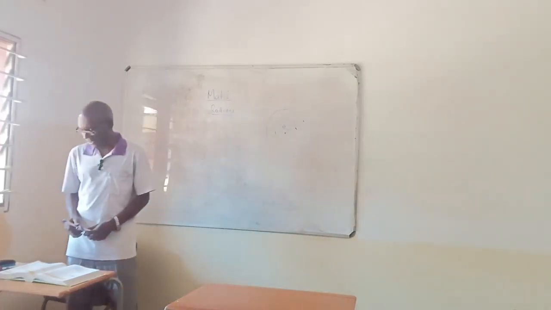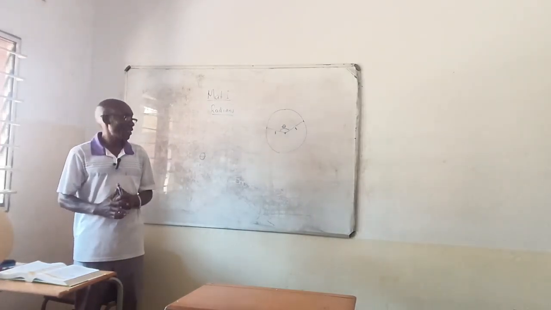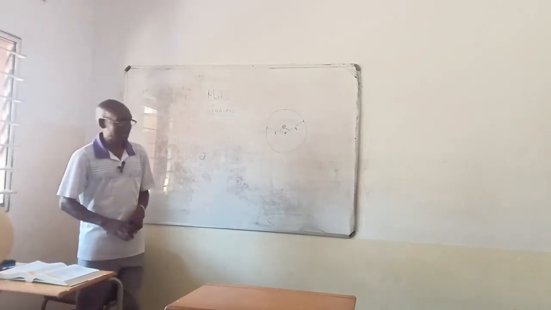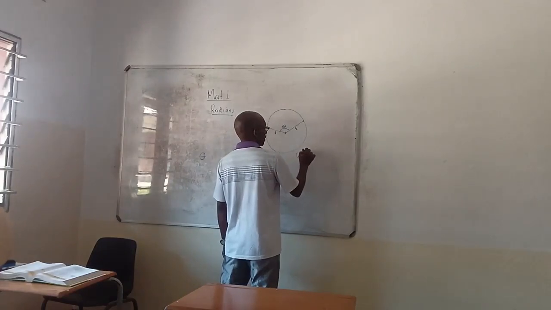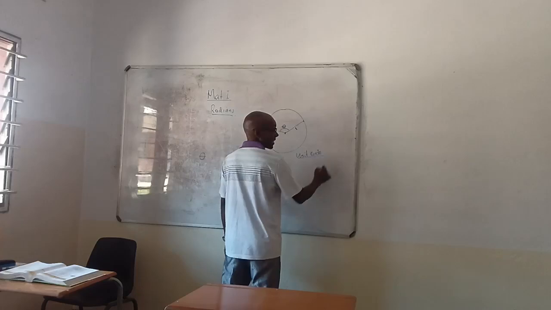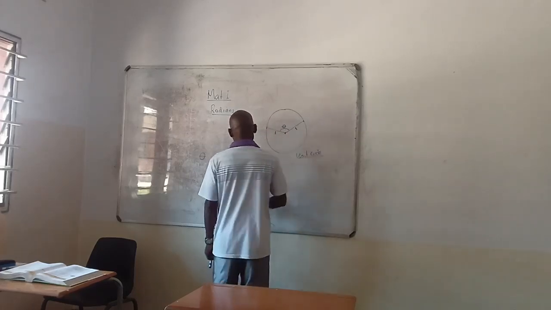In this context, we are looking at what is called a unit circle. So this circle is a unit circle. A unit circle is a circle with radius 1. A circle with radius 1 all around.